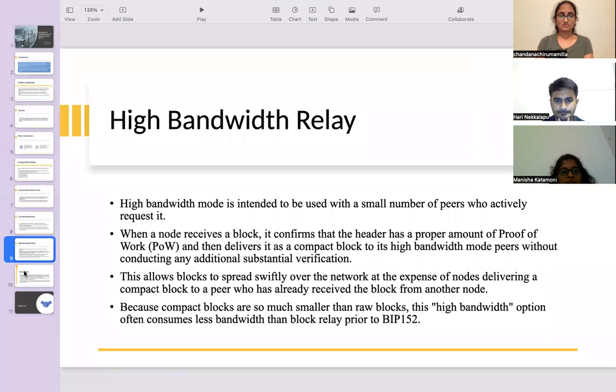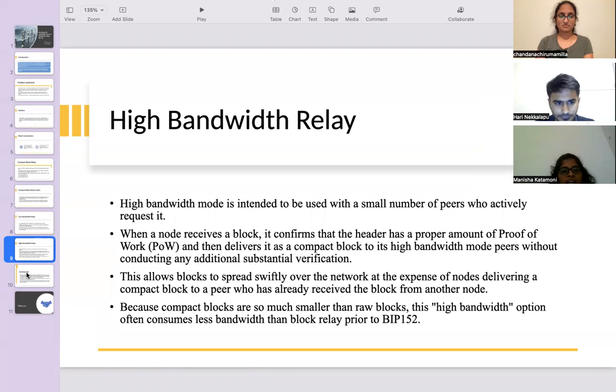So this mode allows the block to propagate very quickly, thereby avoiding retransmission of the blocks through the nodes that are associated with the users who have already received the block. So this high bandwidth mode will utilize very low bandwidth. Also, there are two variants of compact blocks that are used by BIP 152.